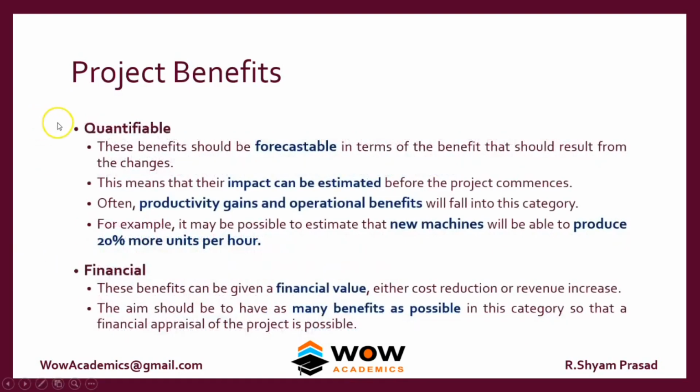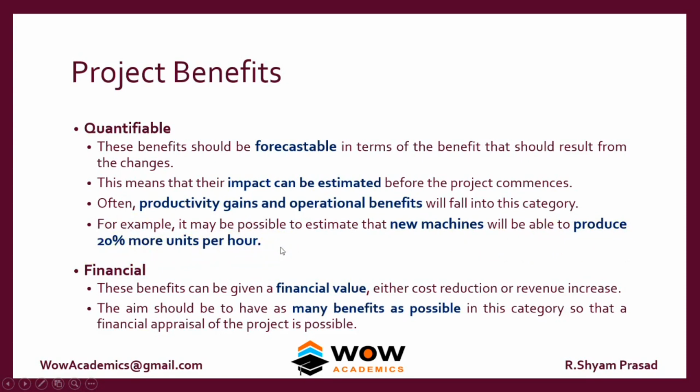The next one is called quantifiable benefits. These benefits we can tell exactly in numbers, even before the starting of the project itself, we can tell what benefit we will have. For example, assume that a company is going to buy new machines. Because of buying these new machines, it will produce 20% more units per hour. That is quantifiable.